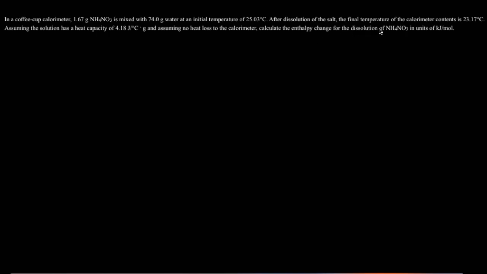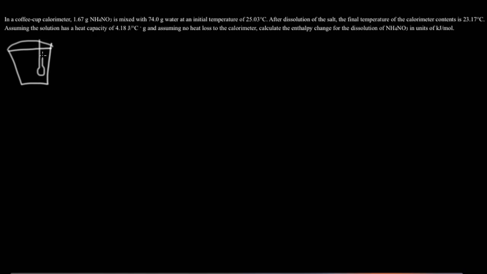Now let's try a problem that's a little bit different. In a coffee cup calorimeter, 1.67 grams of NH4NO3 is mixed with 74 grams of water at an initial temperature of 25.03 Celsius. After dissolution of the salt, the final temperature of the calorimeter contents is 23.17 degrees Celsius. Assuming the solution has a heat capacity of 4.18 joules per gram degree Celsius, and assuming no heat loss to the calorimeter, calculate the enthalpy change for the dissolution of NH4NO3 in units of kilojoules per mole.